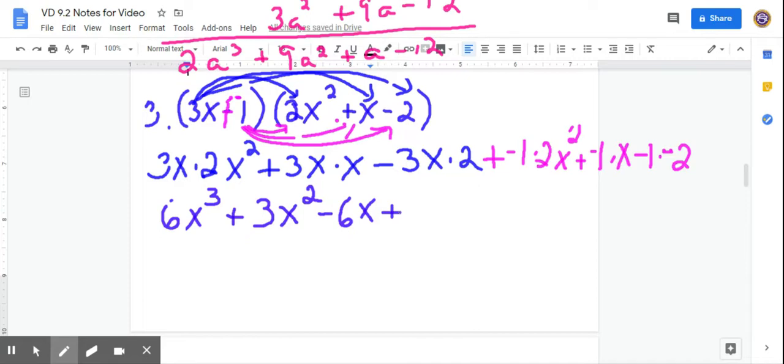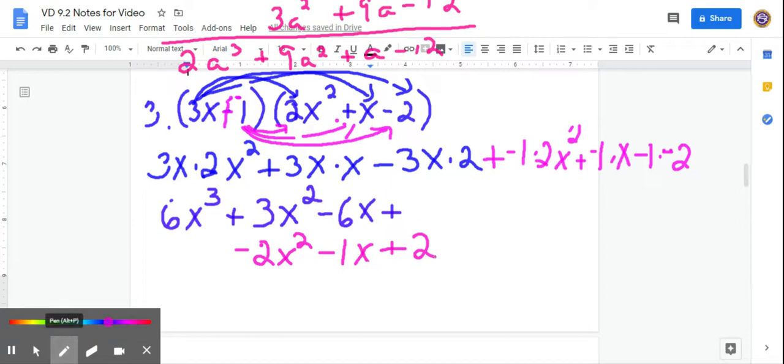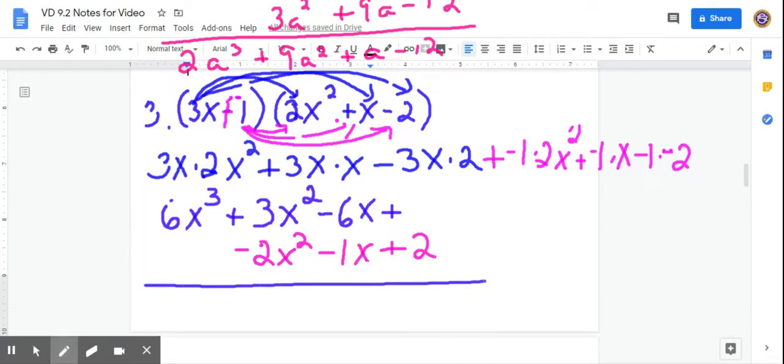Okay, again, here's where I might go and line it up. Instead of putting the plus there, negative 1 times 2x squared is negative 2x squared. So put it underneath the x squared term. Negative 1 times x is negative 1x. And negative 1 times negative 2 is plus 2. You've got a negative times a negative, remember. So now we're going to add. So we get 6x cubed plus x squared minus 7x plus 2.